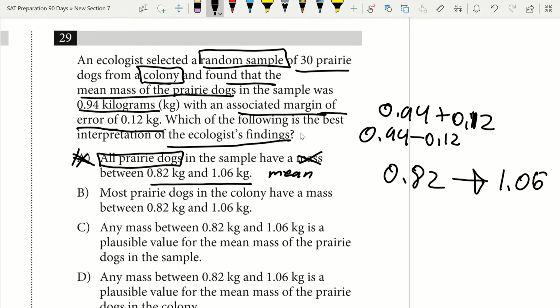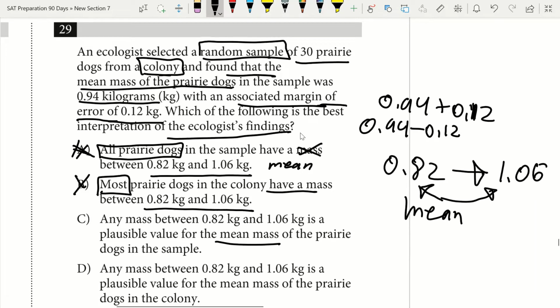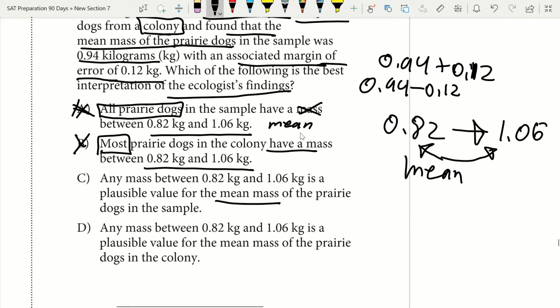B, most prairie dogs in the colony have a mass between 0.82 and 1.06. Once again, that's wrong because we're talking about the mean. The mean could be anywhere between these two numbers. So it's not that most prairie dogs are between it; it's that the mean could be between those. So B is wrong. C, any mass between 0.82 and 1.06 is a plausible value for the mean mass of the prairie dogs in the sample.